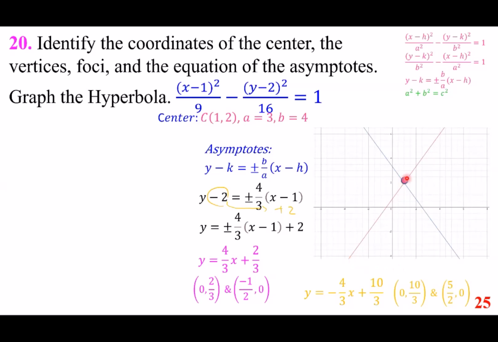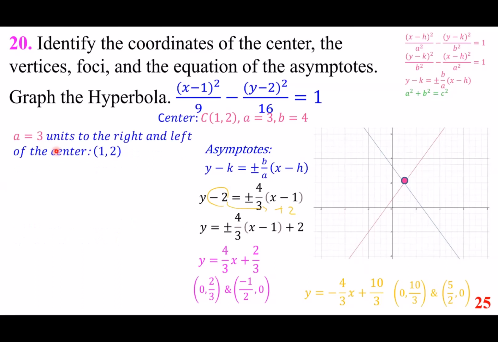That's the center. And basically it opens this way and that way, found by finding vertices. So go back to the center, and a equals 3. So we're going to go from the center a units, 3 units to the right, which makes this one 4, 3 units to the left, which makes this one 1 minus 3 or negative 2. So 3 to the left, 3 to the right. Those are the vertices with coordinates negative 2, 2 and 4, 2.